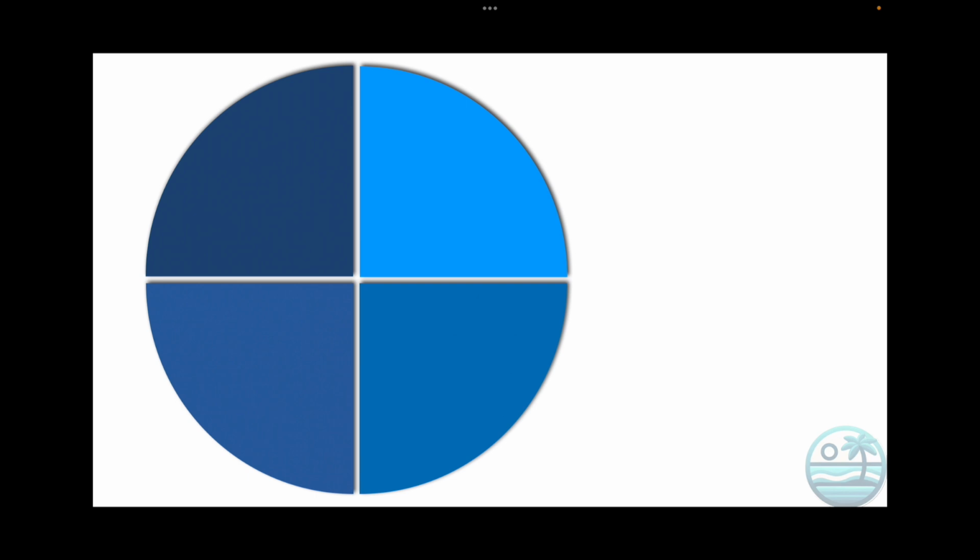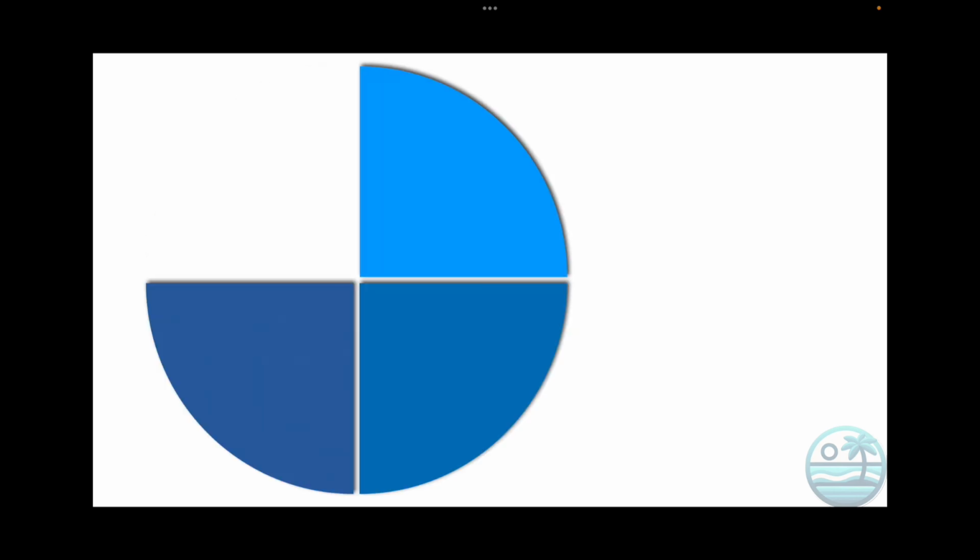If we look at this circle here, this is one whole circle. All the pieces are here. We would call this a whole, one whole circle. If instead we only had three equal parts of this circle, we can't call it a whole anymore. This is where we need a fraction to describe how much we have.